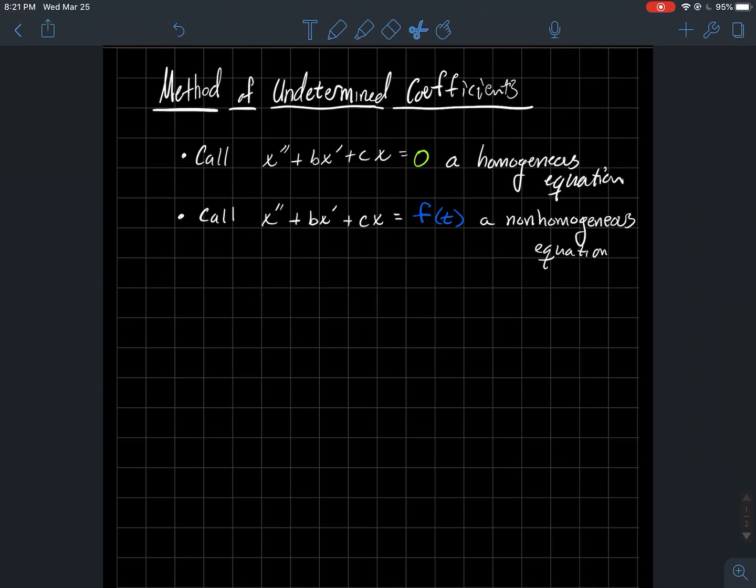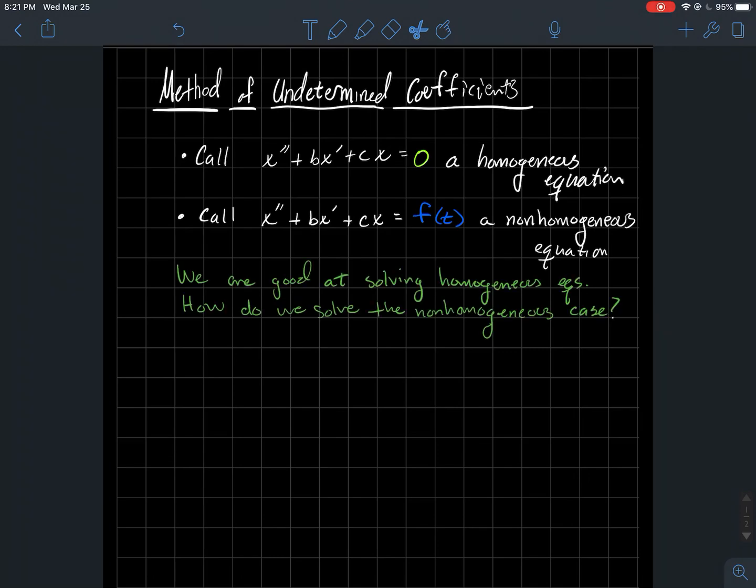Now what we're interested in is the next one, x double prime plus bx prime plus cx equals f of t, where f of t is some other function that, as it suggests, involves t. That's what we're going to call a non-homogeneous equation. So to recap, we're pretty good so far at solving homogeneous differential equations. So how do we figure out how to solve something when I've got that blue f of t on the right-hand side? How do I do the non-homogeneous case?